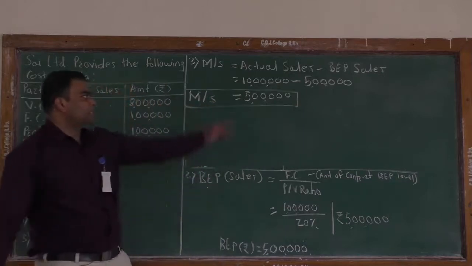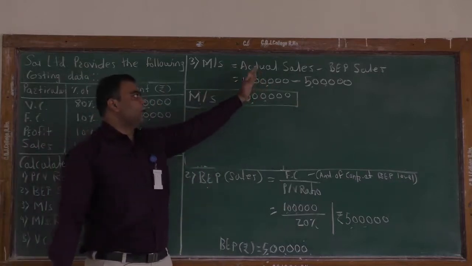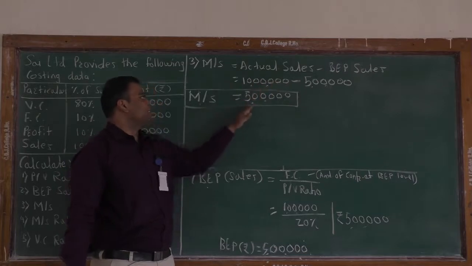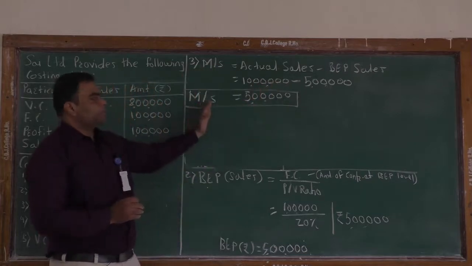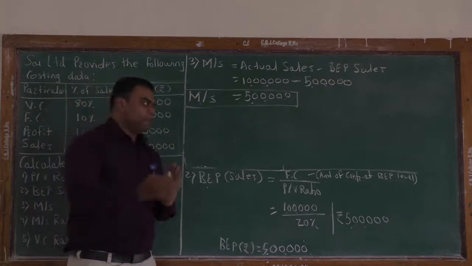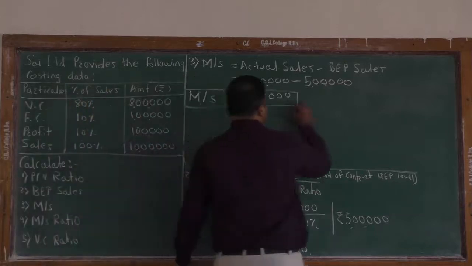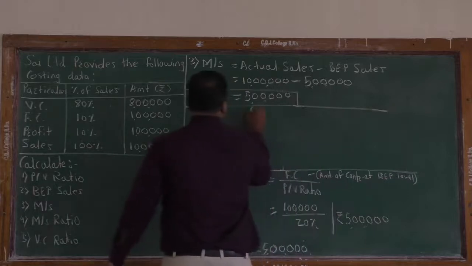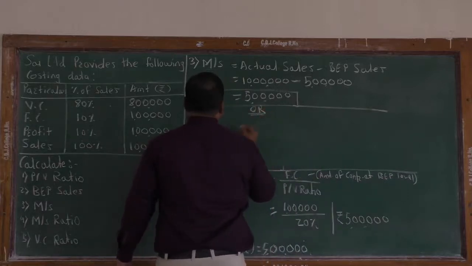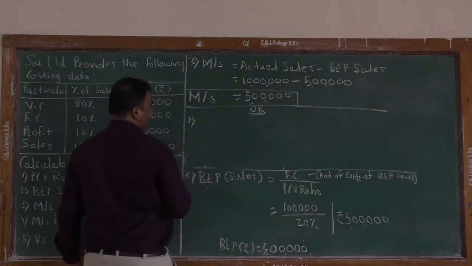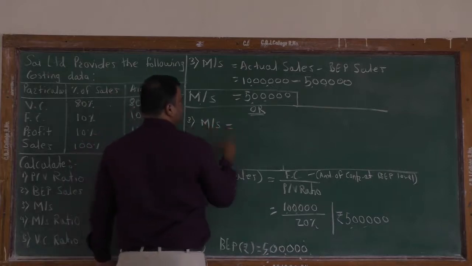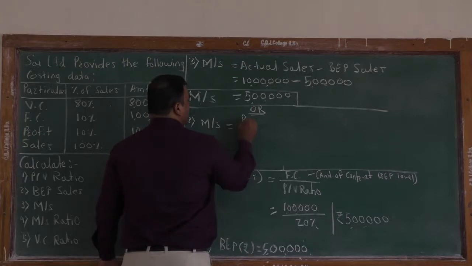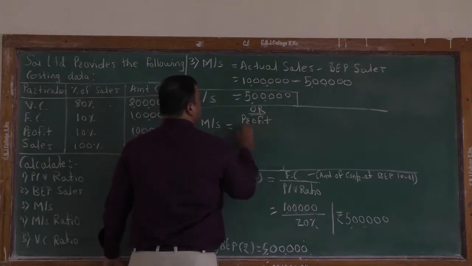Excess of actual sales over BEP sales, or actual sales less BEP sales is equal to margin of safety. The same margin of safety we can calculate alternatively by using this formula. Now we are going to see how to calculate margin of safety by using another formula. So which is that formula? Margin of safety is equal to profit upon PV ratio.